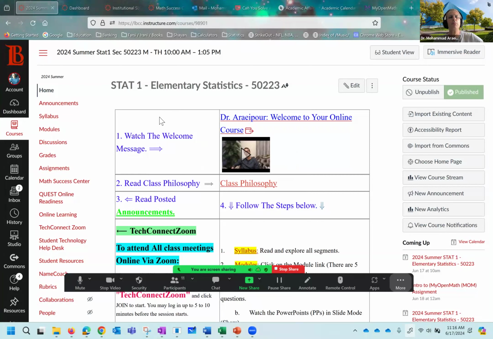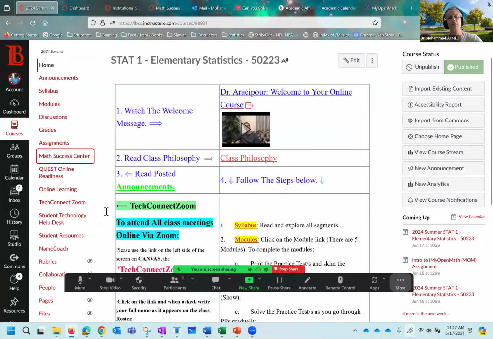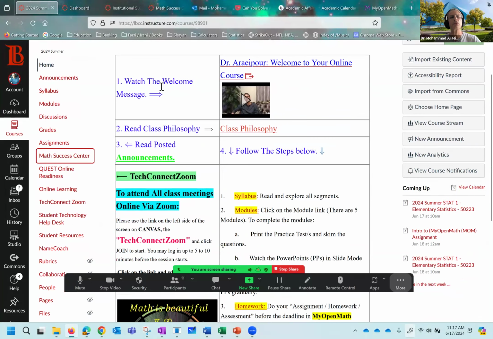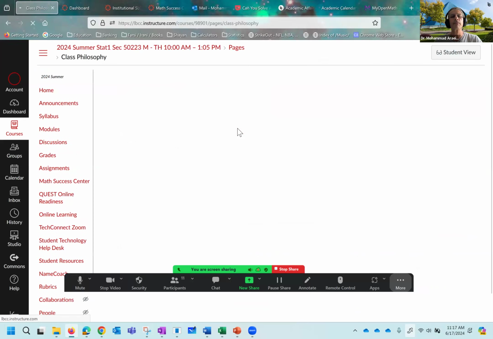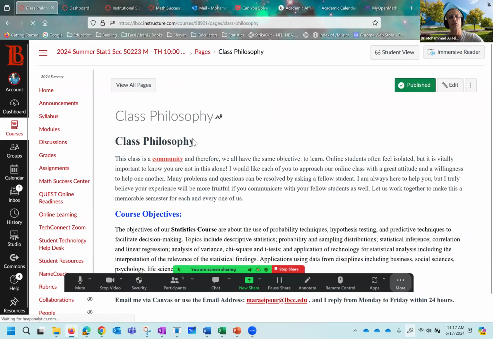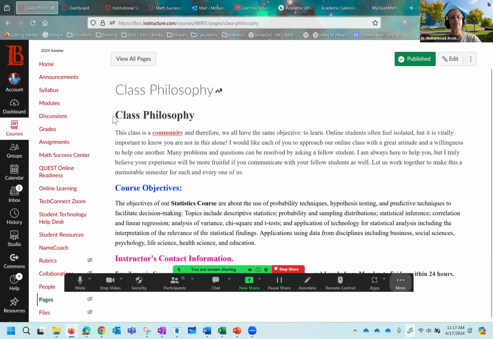Here's the homepage of Canvas. When you go to the homepage, you see that I have set everything up with numbers. So number one, watch the welcome message. You're already here. Thank you for registering in the course. I'm wishing you best of luck. Then it's the class philosophy. Number two, class philosophy. So let's quickly look at that.